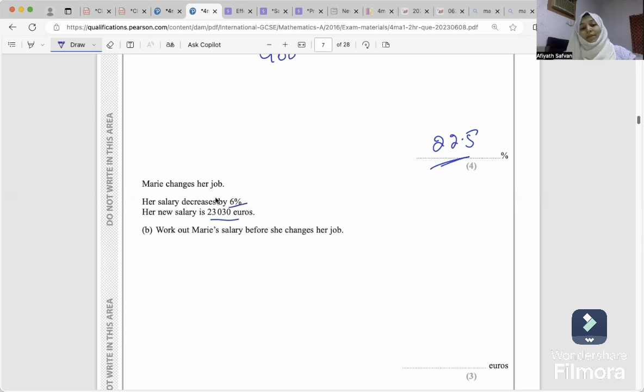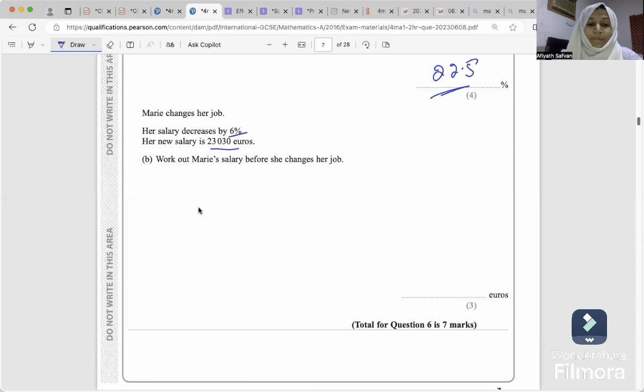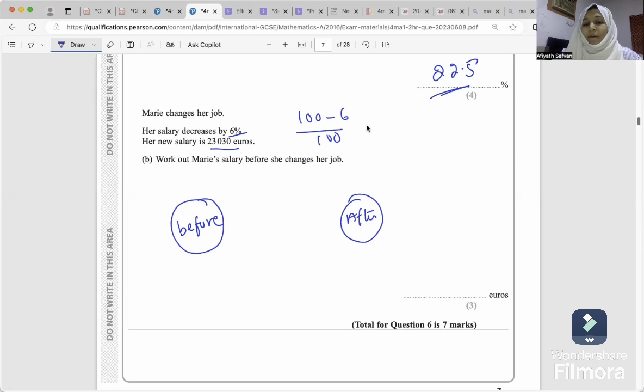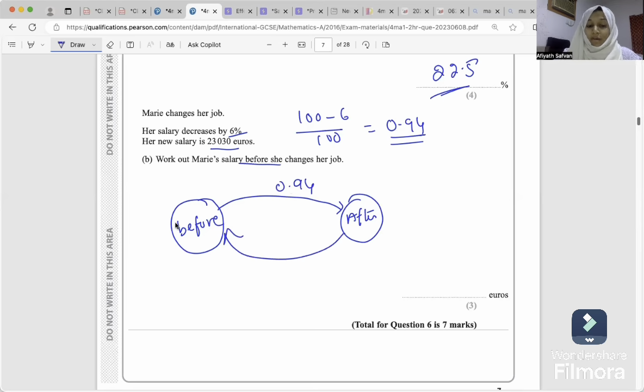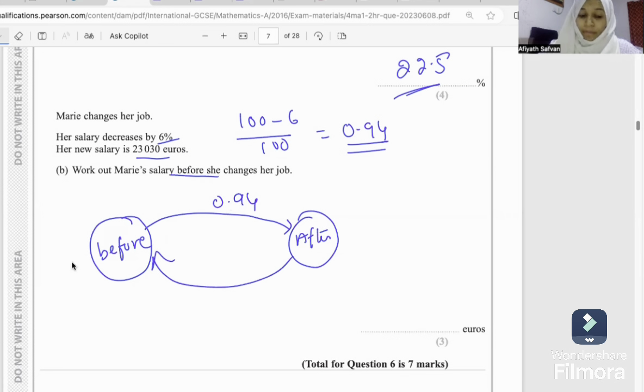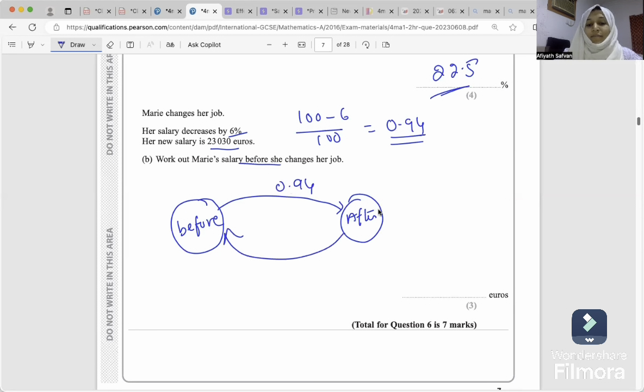I'm going to solve this by using the bubble method. Do you know what is called the bubble method? So this is the before amount. This is the after amount. It has decreased by 6%. That means 100 minus 6 divided by 100, which is going to be 0.94. So the before amount is our question mark, and it has been multiplied by 0.94. We want to get the before amount, whereas the after amount is given as 23,030.